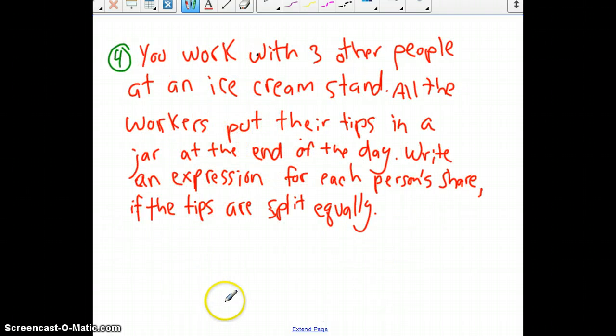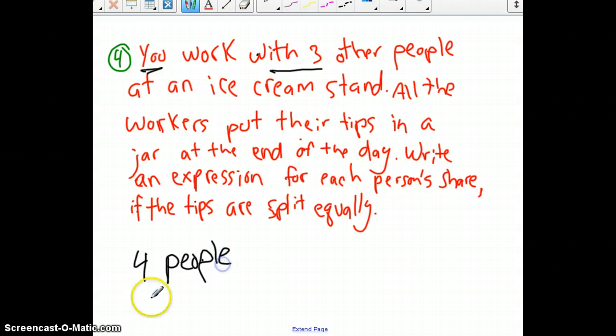Alright, so looking at the last example here, you work with 3 other people at an ice cream stand. All the workers put their tips in a jar at the end of the day. Write an expression for each person's share, assuming, of course, the tips are split equally. Well, it's you with 3 others. So there are 4 people, including yourself.